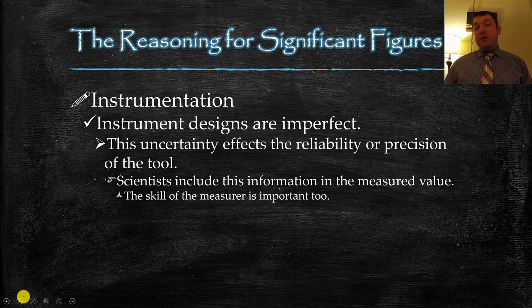In addition to the tool being important, the scientist is very important. The person making the measurement also plays a role, and it's important they use care and skill, and we'll talk about some of the things that you have to do to avoid errors when making measurements using instruments.